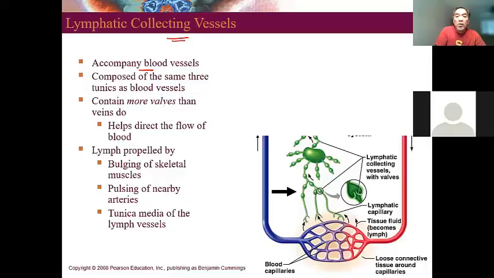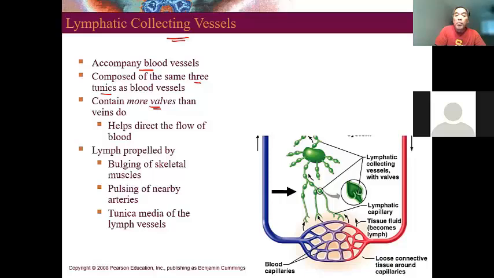So this lymphatic vessel is also composed of the three tunics, similar to the blood vessel. Remember, the blood vessel has the tunica intima, the tunica media, and the tunica externa. The lymphatic collecting vessels have the same layers called tunics. And at this point, it contains more valves than the veins do. Okay, so the reason why there is a lot of valves here, similar to what we talked about with the vein, is that they do not have pressure. So they need the push of the lymph going upward against gravity. So this helps direct the flow.